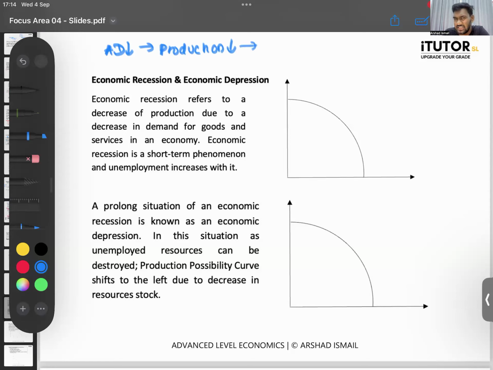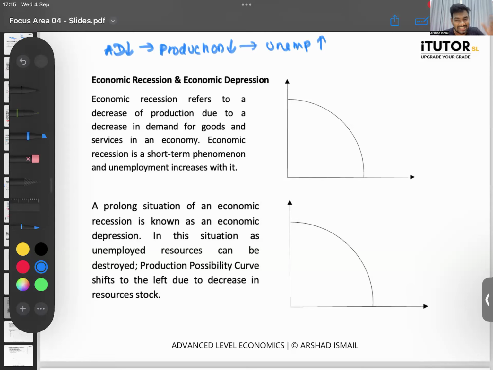And if production comes down, will the firms need the same amount of resources as before? Let's say there was a factory that was producing 1,000 t-shirts. Now they are producing only 300 t-shirts. Do they need the same amount of labor? Do they need the same amount of machines they needed before? No. Now they fire people. Some machines are just closed and kept. What happens? Unemployment starts to increase. Some people lose jobs. Some machines are just kept idle. And unemployment starts. So then how do you show recession on a PPC?